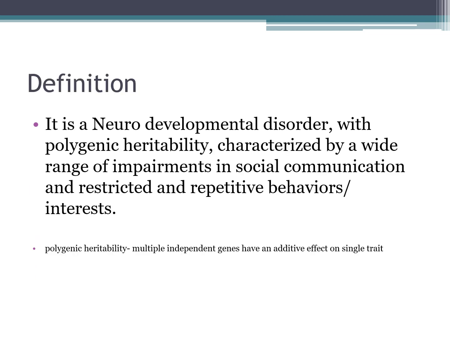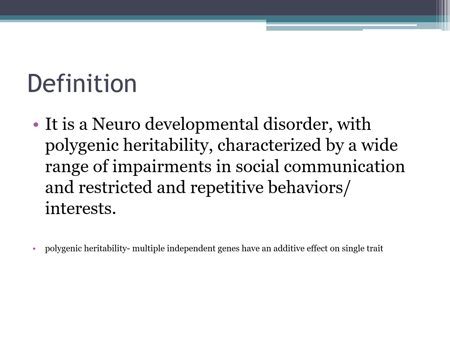So coming back to what is ASD, autism spectrum disorder. This is a neurodevelopmental disorder like ADHD, intellectual disability, learning disability. This is also one neurodevelopmental disorder with polygenic heritability. By polygenic heritability, we mean there are multiple genes contributing to the development of this condition. It is not because of a single gene. It is deficits in multiple genes which result in this particular condition, which is characterized by impairments in different areas, mainly social communication.